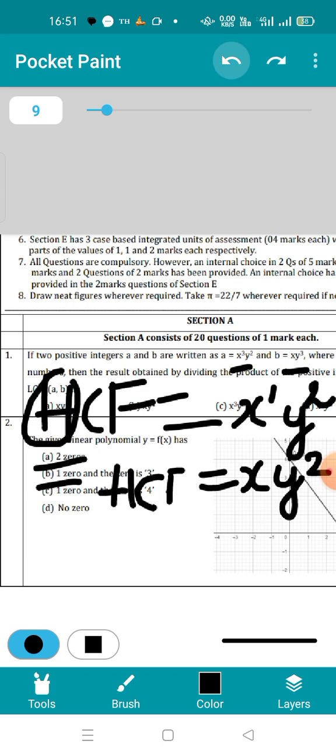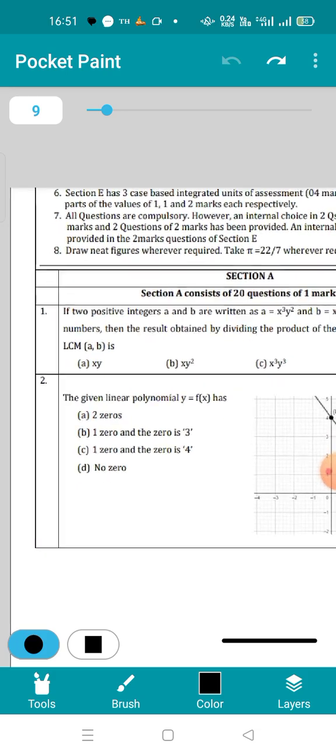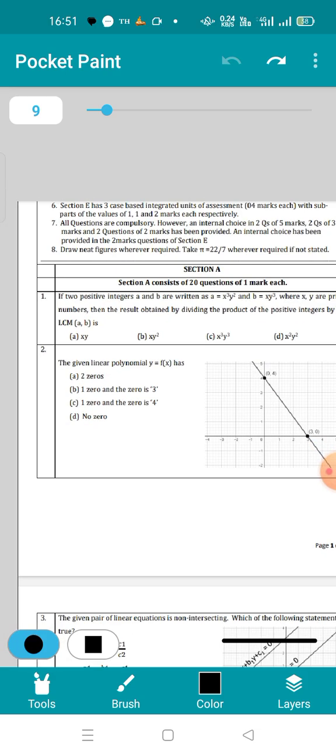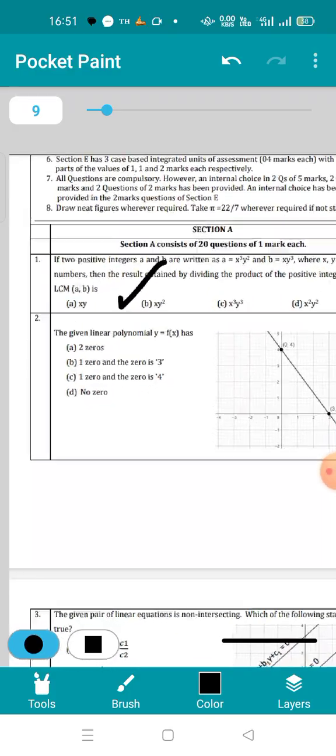Now let us look at the options and see whether we have xy square. As you can see, in option B we have xy square. So what is the correct option for the first question? Option B, which says xy square. Now let's look at the second question.